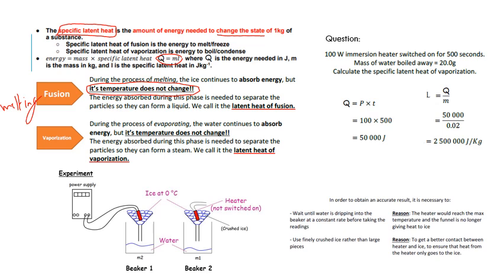What is this L? It's the amount of energy to melt 1 kilogram of ice into water at a constant temperature. Now, the unit of Q again is going to be joules. The unit of the mass is kilograms, and L will be joules per kilogram. So anytime I talk about the specific latent heat, the unit is going to be joules per kilogram.